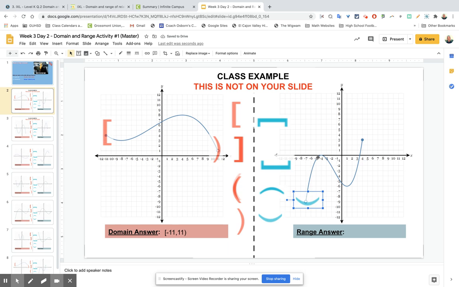Then I'm going to go to the highest point. Yes, that's a peak, it comes to the top, but that's not the highest point. The highest point's over here. And now it's a closed circle, so now I want to use a square bracket.